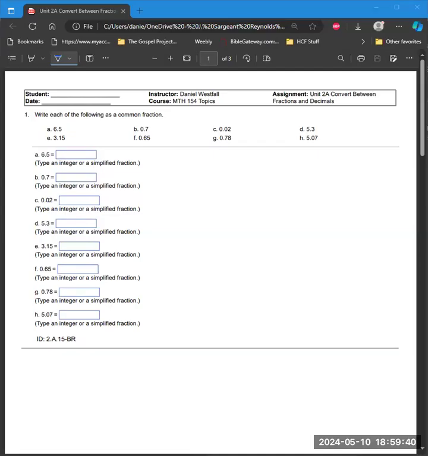In this video, we're going to convert between fractions and decimals in Unit 2A. 6.5 is 6 and 5/10. So that's 6 and 5/10, which is 60 plus 5 is 65/10. We're going to reduce that fraction by dividing the top by 5 and the bottom by 5, and we get 13/2.